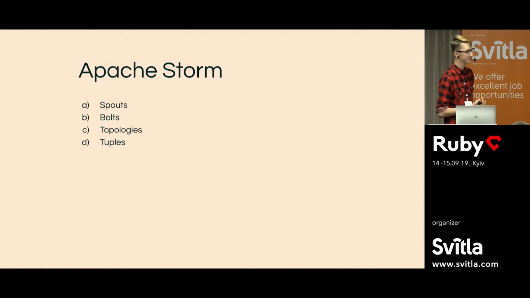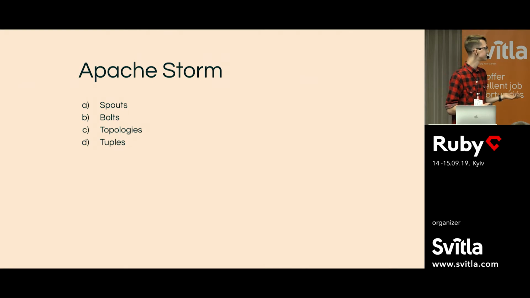We have bolts. A bolt processes any number of input streams and produces any number of new output streams. Most of the logic of the computation goes into bolts. We can have custom functions, some filtering. We can join streams. We can aggregate streams. We can talk to databases or to other services from those bolts.